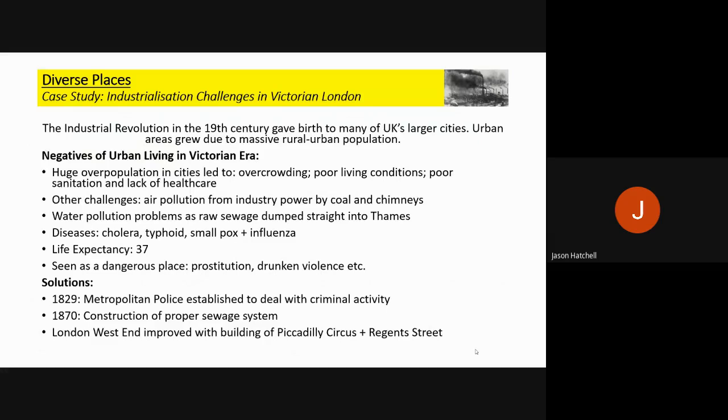In 1870, we also had the construction of a proper sewage system in London, which is the one still in place today. And London's West End has been improved with the building of Piccadilly Circus, for example, and the Regent Street area. And so these things over the late 1800s and early 1900s began to become more modern as they are today. So that is your case study for the challenges of industrialization in Victorian London.